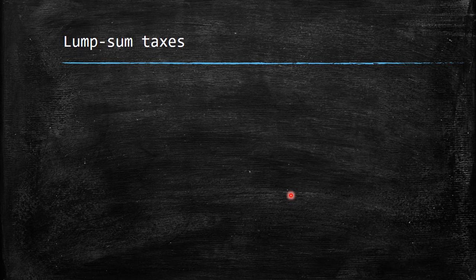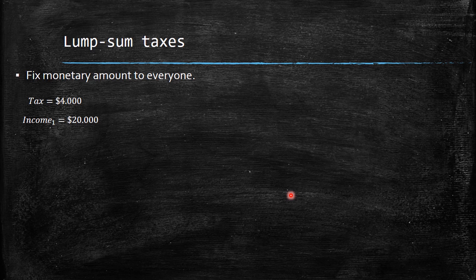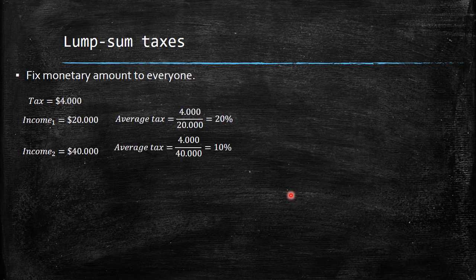There is another important part of taxes which are really interesting. They are called the lump sum taxes. They are basically a fixed monetary amount to everyone. So, for example, imagine that you need to pay $4,000. It doesn't matter if your income is 20,000 or 40,000. So at this time you will figure out that the average tax will be different for the people, because it will be for the first guy 20% and the other one 10%. But what is more important here is that the marginal tax is 0.